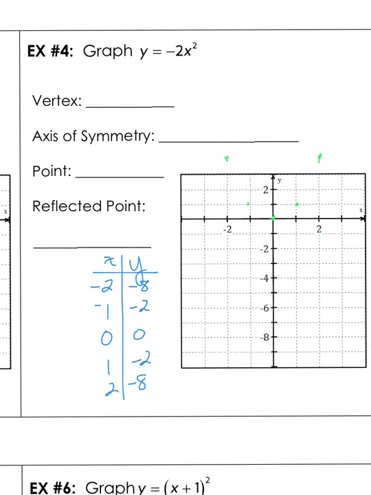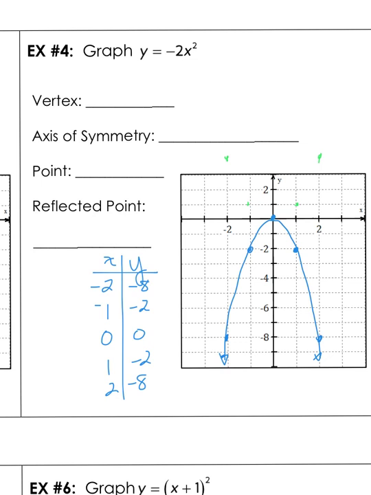So I expect this to open down, be reflected across that x-axis, and not change, well, it will change shape. It's going to stretch, and so it should get closer to this y-axis, so it should look skinnier. Okay, so (-2, -8), (-1, -2), (0, 0), (1, 2), and (2, 8). So as you can see, it definitely got skinnier.